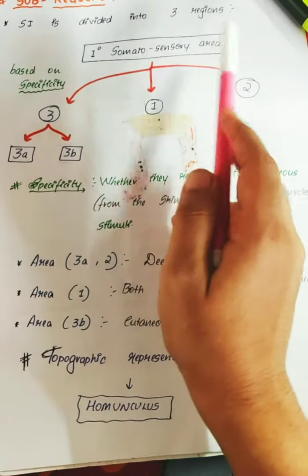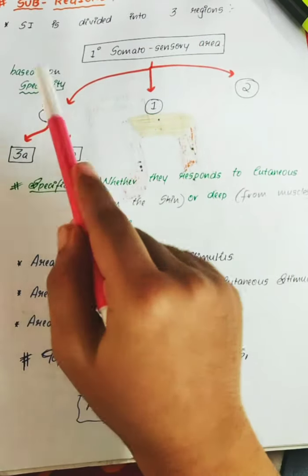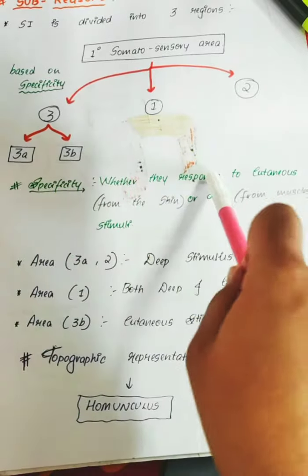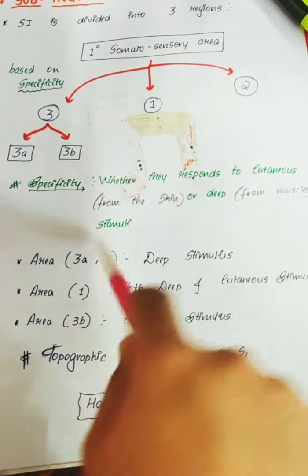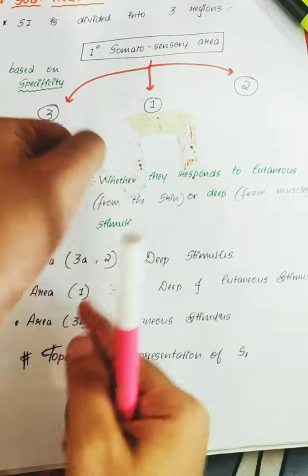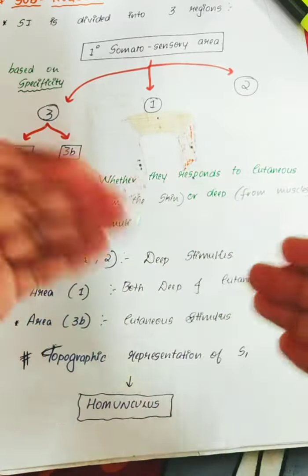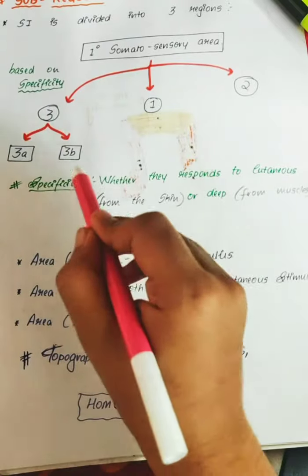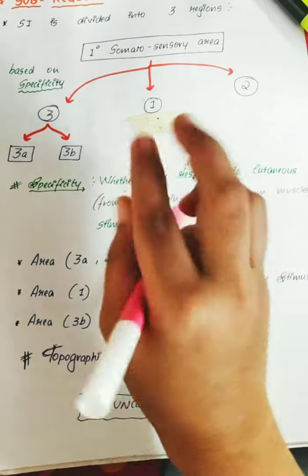So in the primary somatosensory area, based upon the specificity. What is specificity? Whether they respond to cutaneous stimuli, which is on the skin, the superficial surface, or deep stimuli, from muscle and from inside visceral structures. So it is dependent upon the specificity. It is classified into three types.